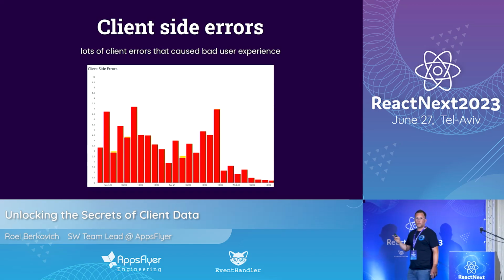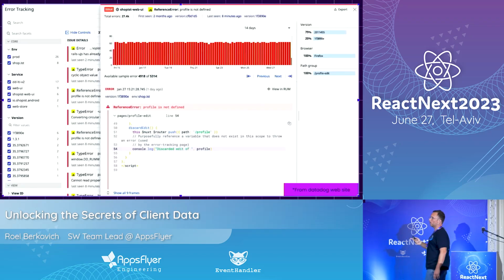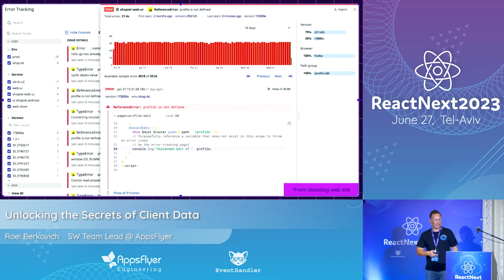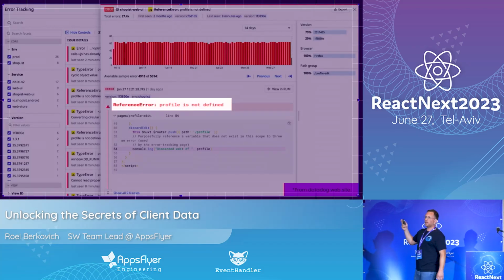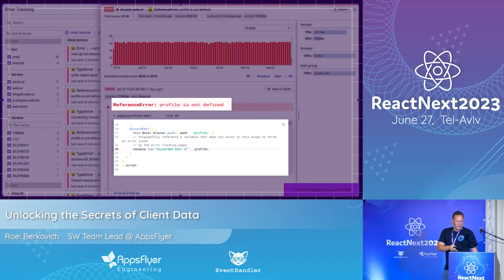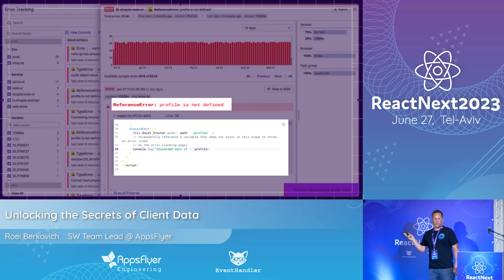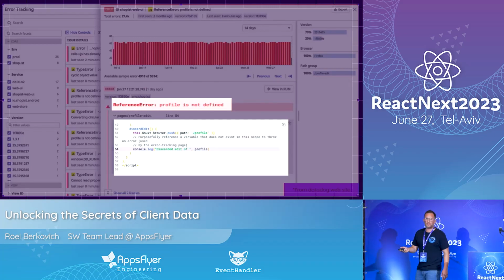Now I'm sure that you all want to see how the log looks. So the log is very clear and very intuitive. You can see the stack trace. You can see the error. Reference error: profile is not defined. You don't need to guess. You can see the page name, the component name, and even the line number. You can go and try to reproduce it yourself.